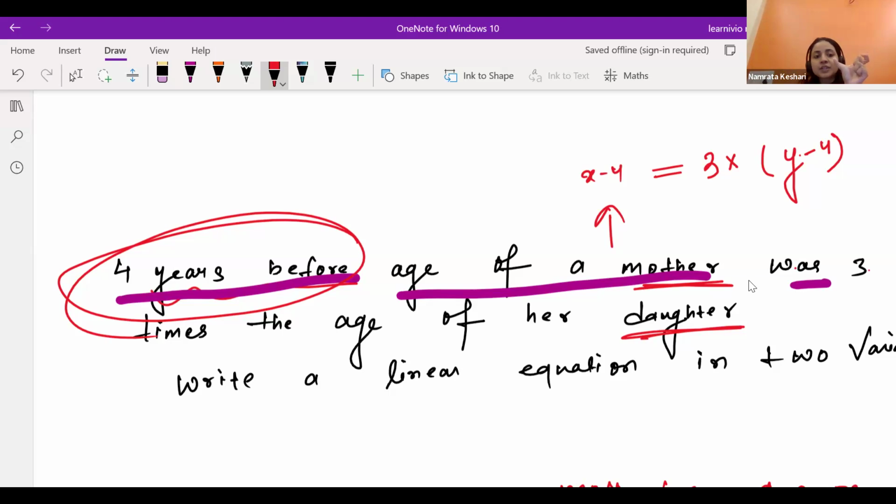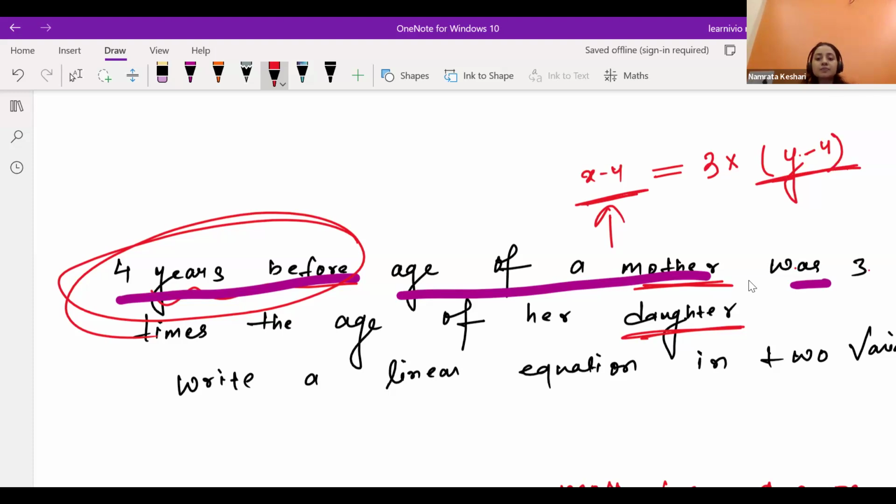This timeline is given that 4 years before, it is applicable for the mother as well as the daughter. 4 साल पहले की बात हो रही है. अब उस टाइम मदर का जो एज है वो 3 times डॉटर के एज के बराबर है. तो हमने दोनों का ही एज 4 साल पहले ले रखा है. And we have done the comparison. We ended up getting one linear equation in 2 variables.